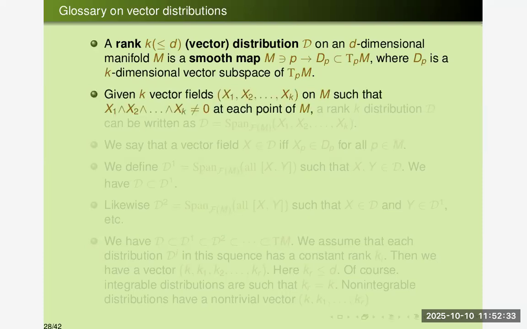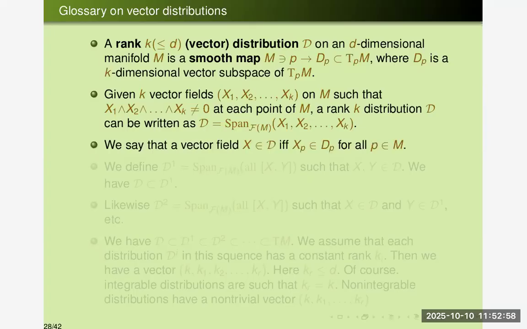And such distributions can be defined in terms of k nowhere vanishing vector fields, which are linearly independent at each point, and a distribution then is just the span over functions, so it is like a module over functions on M of these vector fields. Okay, so that's what a distribution could be.